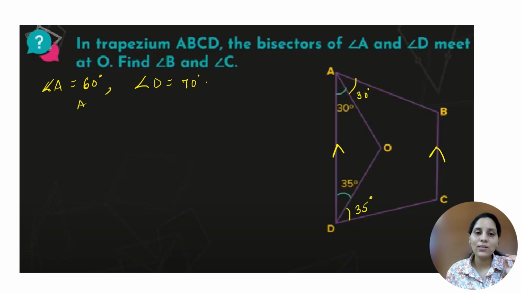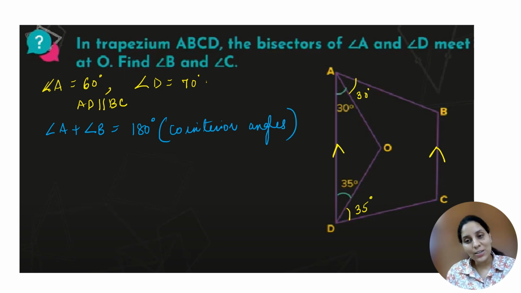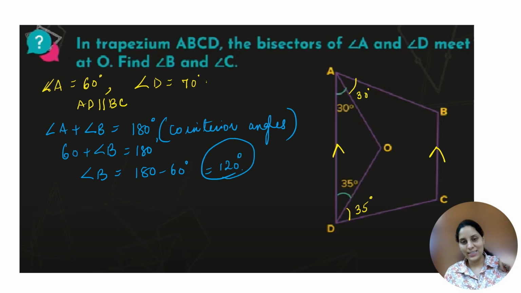AD is parallel to BC in a trapezium. Now, if I consider its properties, I can write that angle A plus angle B is equal to 180 degrees due to co-interior angles. Since they are parallel, AB is a transversal, and A and B are co-interior angles. So 60 plus angle B is equal to 180. So angle B is equal to 180 minus 60, which is equal to 120 degrees.